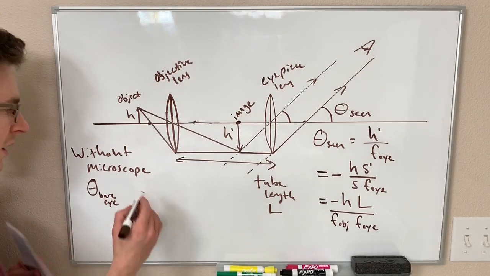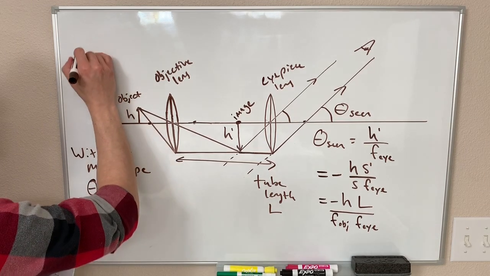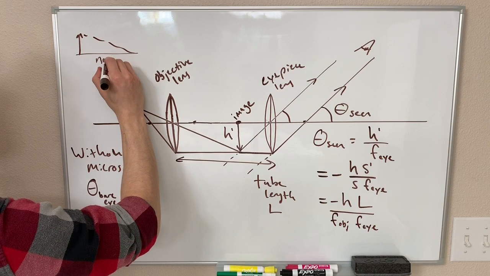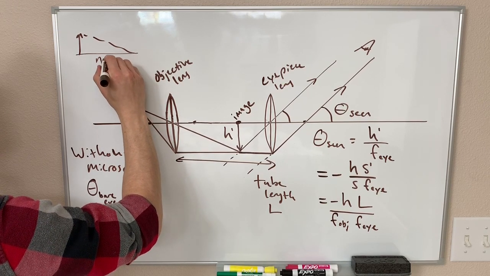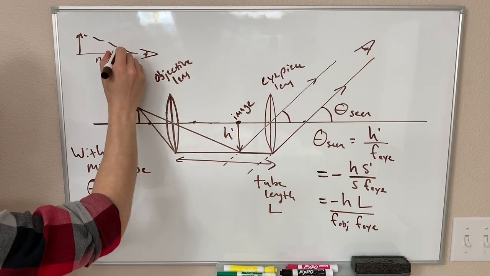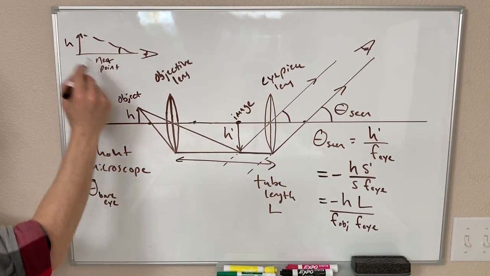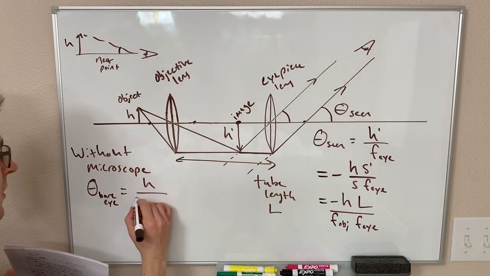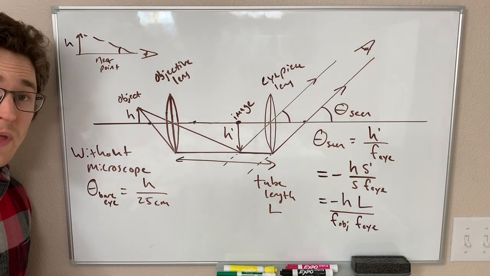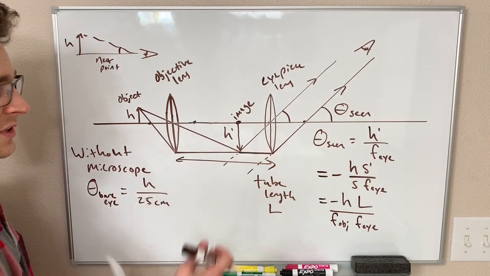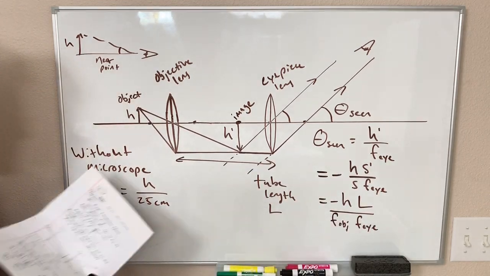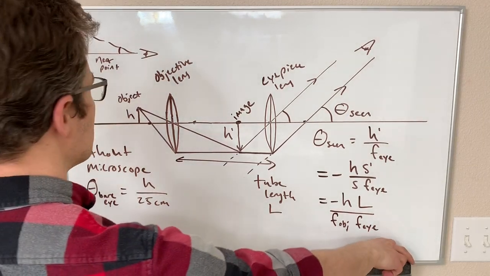So theta seen with the bare eye is going to be just the size of our object and the distance it is away. That is the near point distance, and that is what we see. So this angle is just going to be equal to h over this near point distance, which is h over 25 centimeters. So the angular magnification then is the ratio between these. It is how much bigger it looks through the microscope versus how big it looks without the microscope. So we can divide these two.